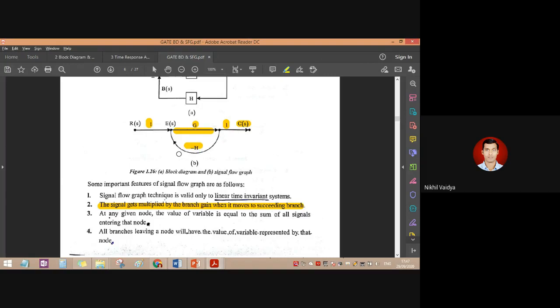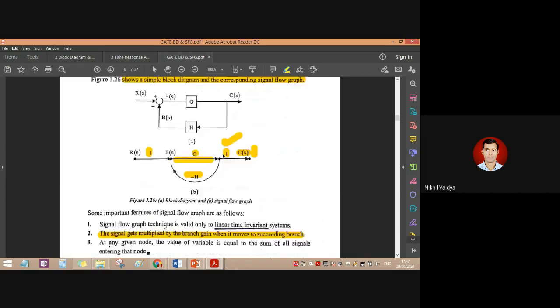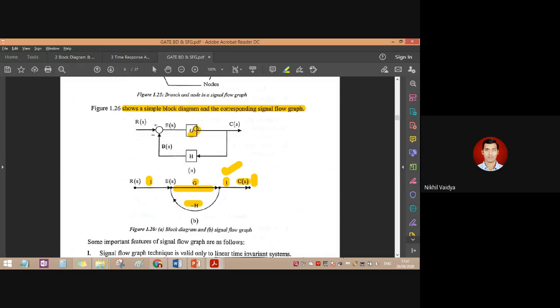We will see certain definitions now, so it will be very clear. Whatever data is mentioned above the branch is called the branch gain. When we are calculating its value, previously we were multiplying the blocks, now we are multiplying their gains. That is the difference between a block diagram and a signal flow graph. So here we will multiply their gains now.